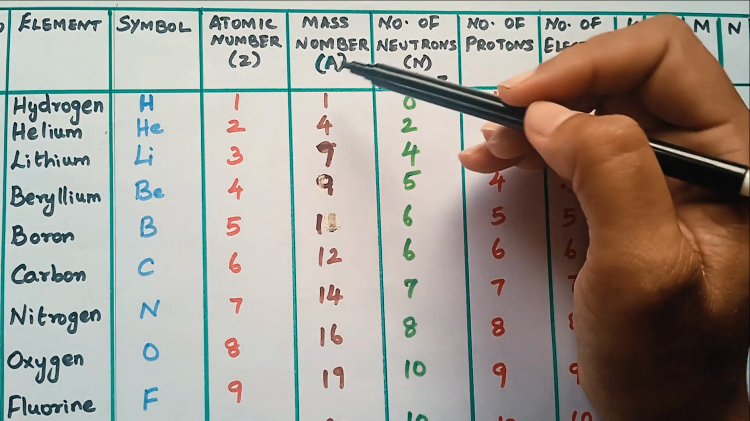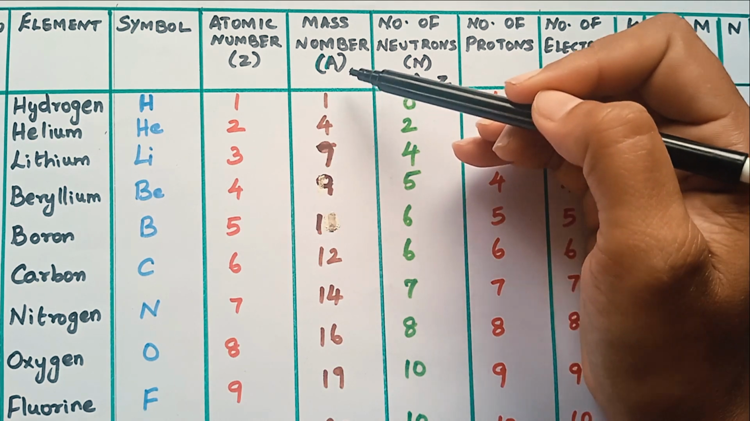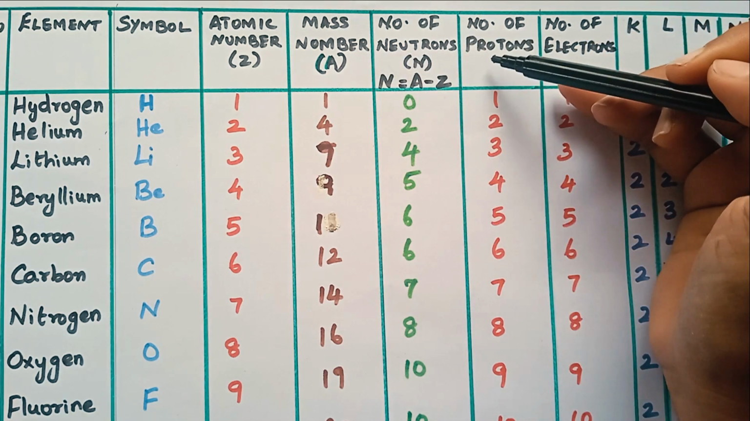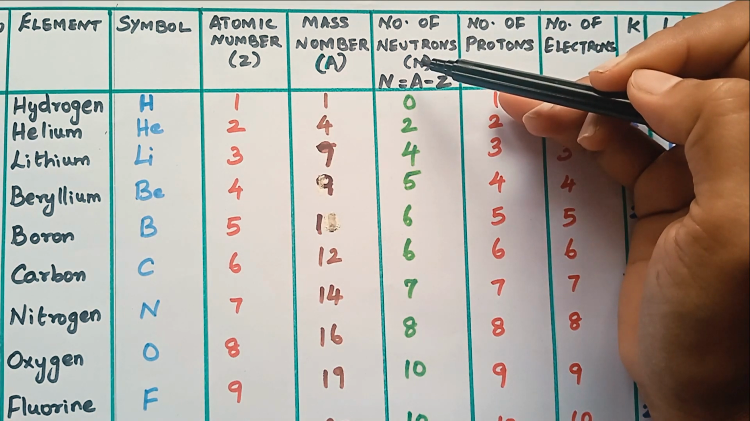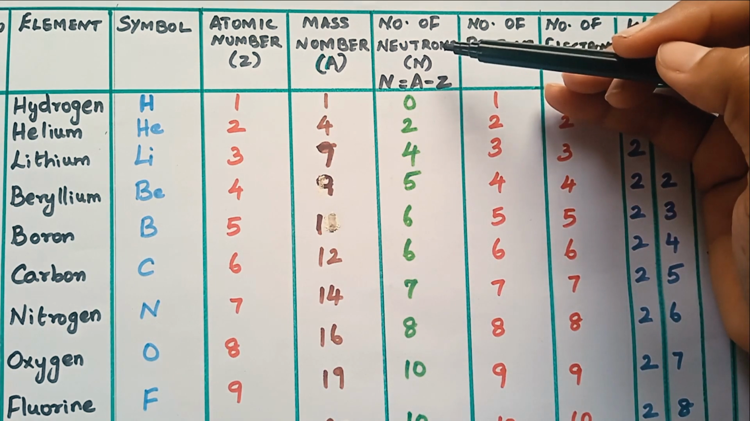Okay. Next column is mass number. It is usually denoted by capital A. Mass number is nothing but the number of protons plus the number of neutrons present in the nucleus of an atom. Okay. Next column is number of neutrons.